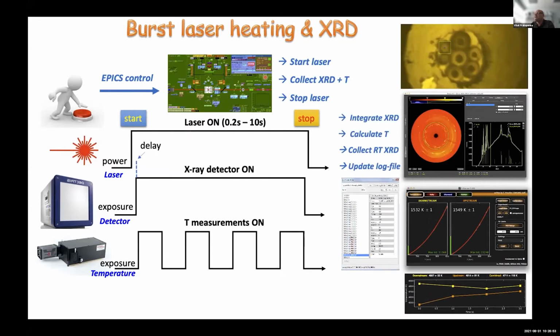So after the measurement is done, the task is loading the diffraction, showing what phase you synthesized, showing the temperature distribution within the heating time, and also updating the log file, and even collecting your quenched room temperature sample. So there is no user interaction.